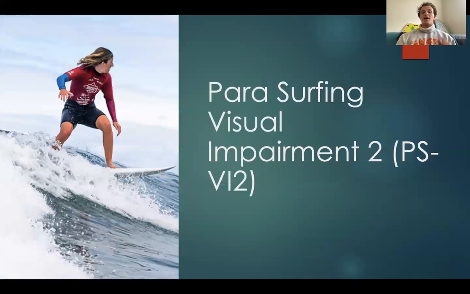And finally, we have PSV2, parasurfing visual impairment 2. This is a discipline for surfers who have a visual impairment with partial blindness. All goes the same as for someone with PSV1. They allow assistance in and out of the water. They will have a guide giving verbal cues, and the waves will not be scored if the surfer does not stand up on the board.